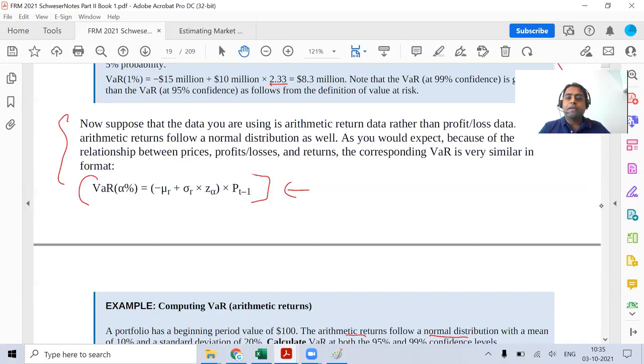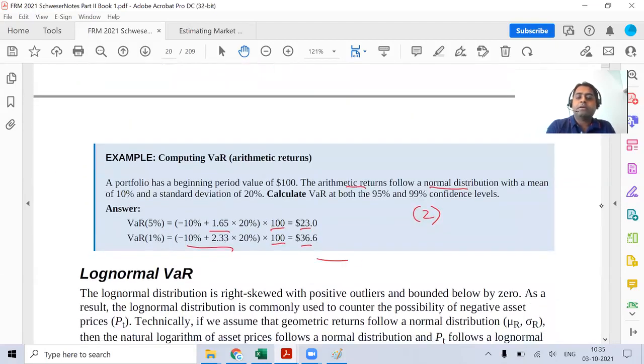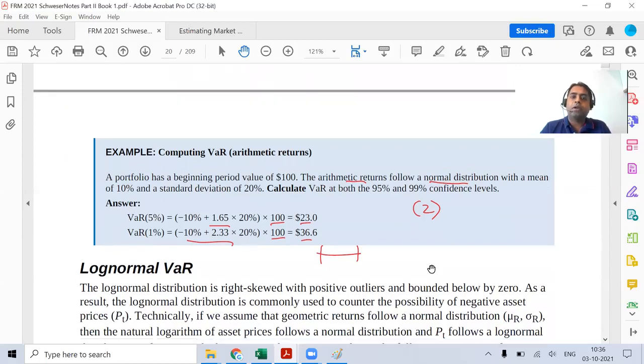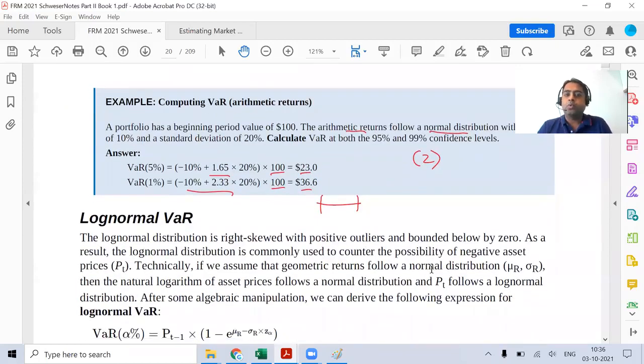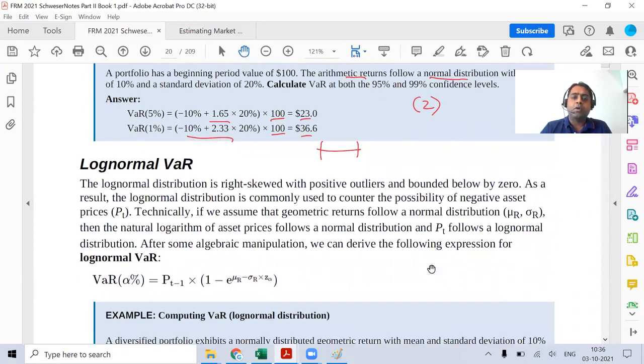Perfect. I'm assuming everybody has seen that part and completed till arithmetic return. I'm just taking a quick confirmation from you guys. Is everybody okay till here? Simple. Perfect. This next formula, which I expect they might ask you in the exam, and which they have asked in one or two exams before, is primarily the log normal VAR.